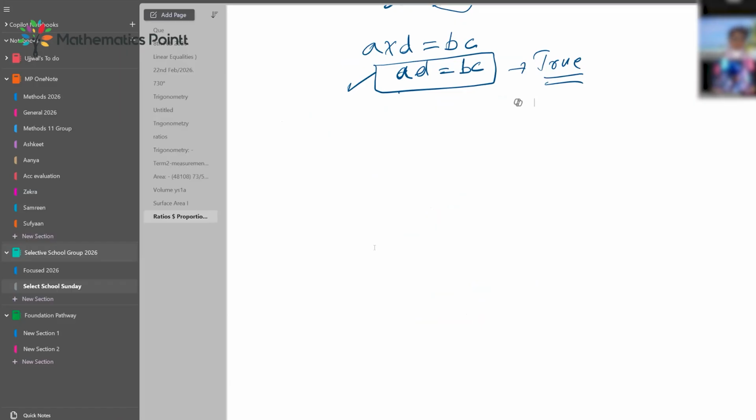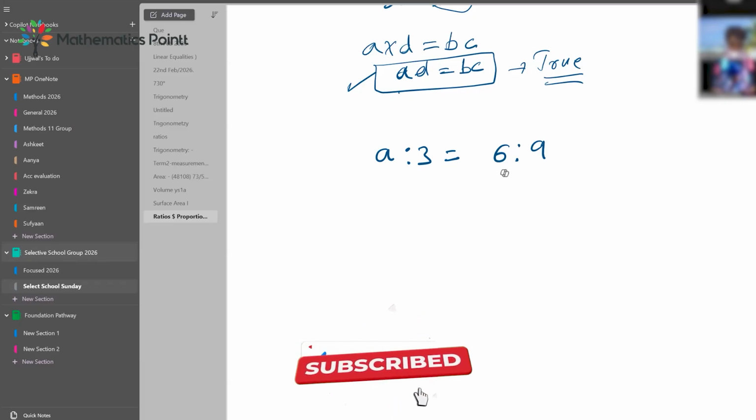So if I now have A ratio 3 equals 6 ratio 9, and I ask you, can you find the value of A? Can you do that using cross multiplication now? A is 2, absolutely right.